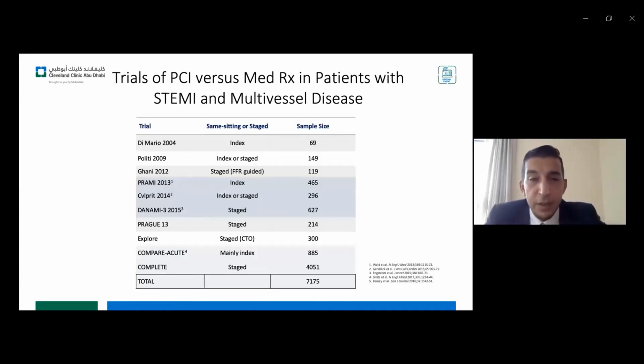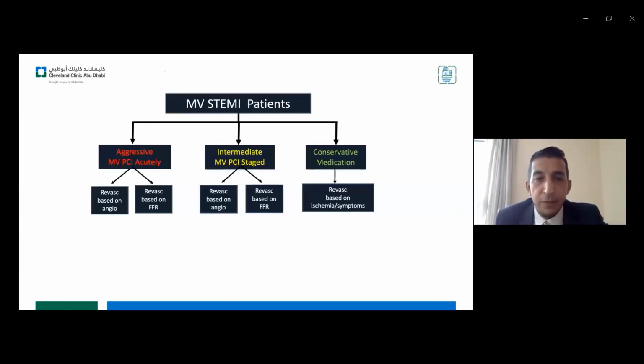Up until the 2012 guidelines, it was a class 3 indication to fix non-culprit vessels in the setting of STEMI. However, in the last 10 years, there have been multiple trials looking at PCI versus medical therapy in this group of patients. Between these trials, they totaled over 7,000 patients, looking at various strategies in approaching them. Now, we can group it in this kind of setting.